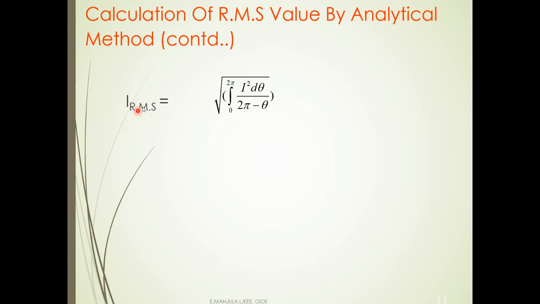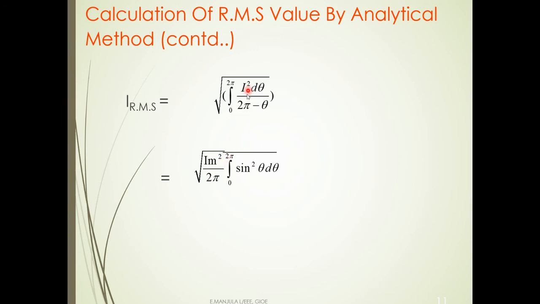So here the function is i. So I RMS is equal to the square root of the integral from 0 to 2 pi of i square d theta divided by 2 pi minus 0. This is the RMS value for the total waveform. So here what is i? i is nothing but I maximum sine theta.